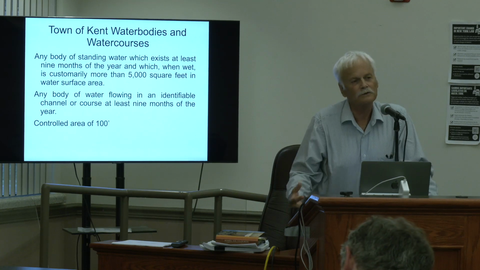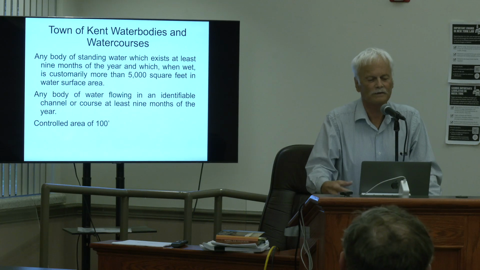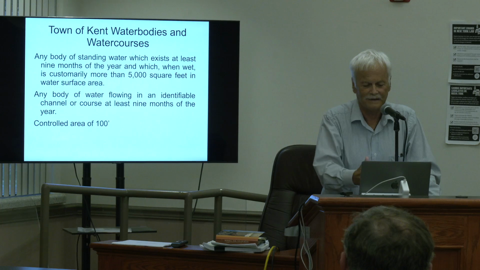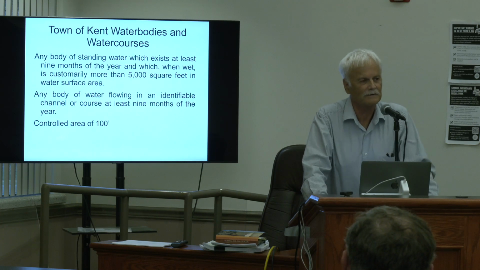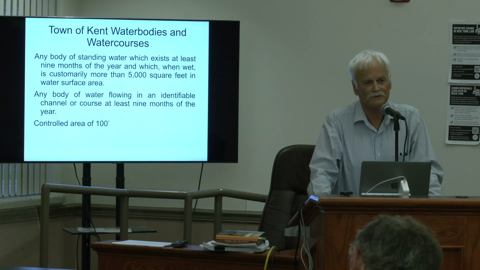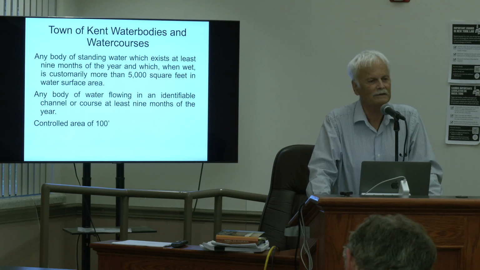We also include, in the town of Kent, as compared to DEC, water bodies and water courses, which are all lumped in as wetlands. Any body of water which has 5,000 square feet of surface area over 9 months is a water body and jurisdictional, and any body of water that's flowing in an identifiable channel for 9 months is a water course.